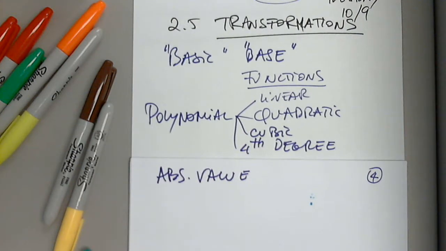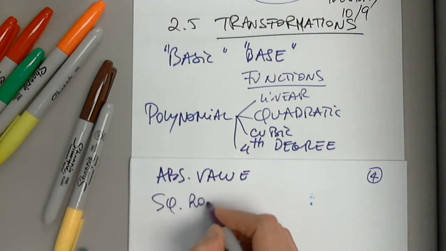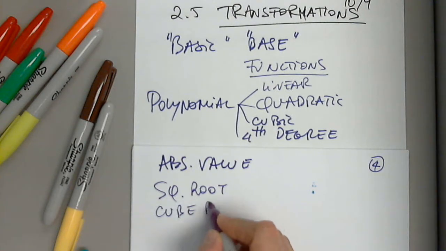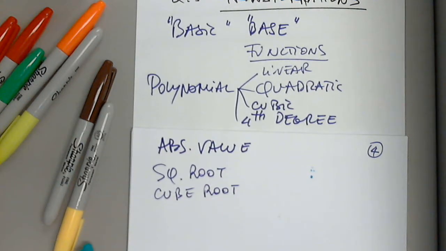The next one will be the square root and the cube root. And if we have 7, we're done. 1, 2, 3, 4, 5, 6, 7. That's good enough for now.